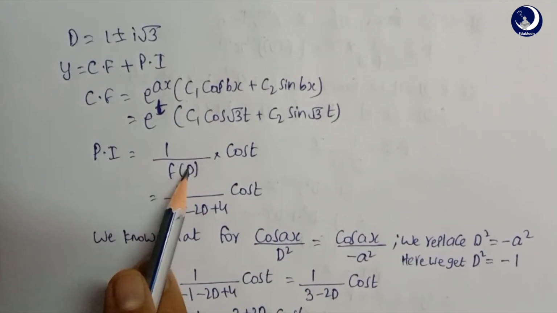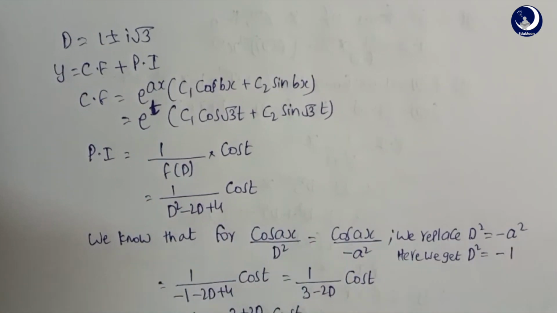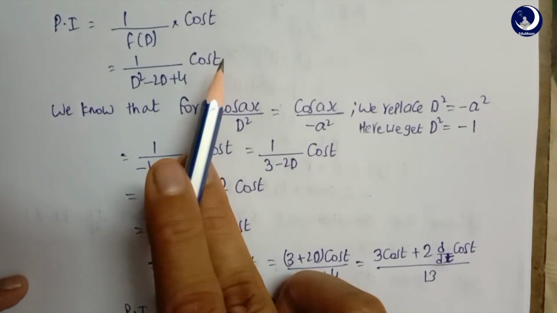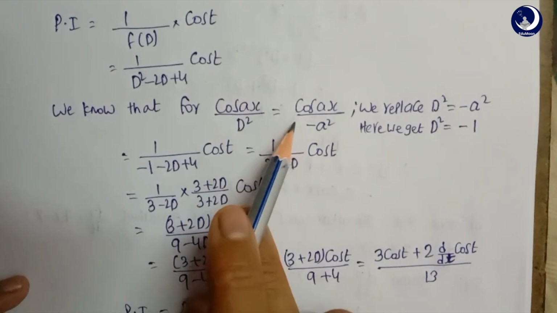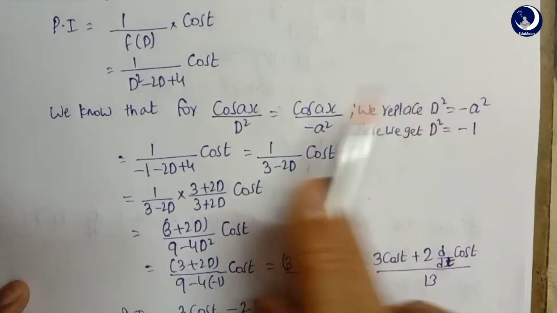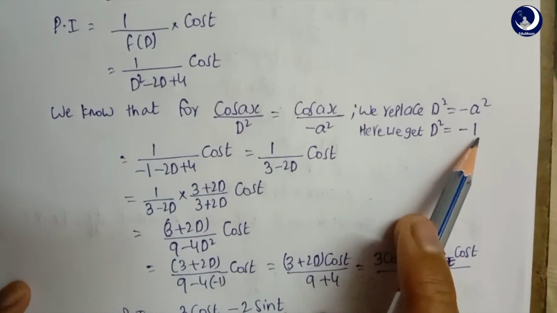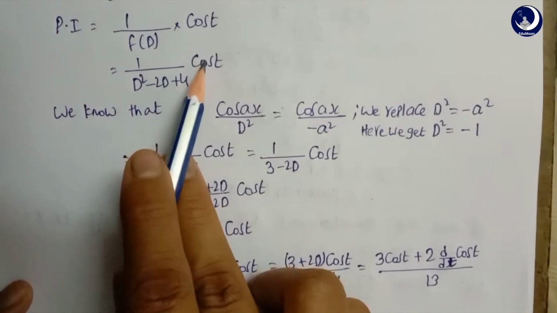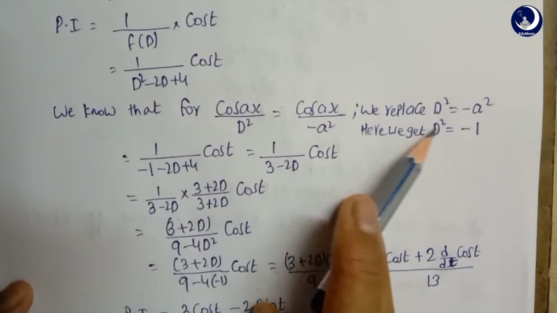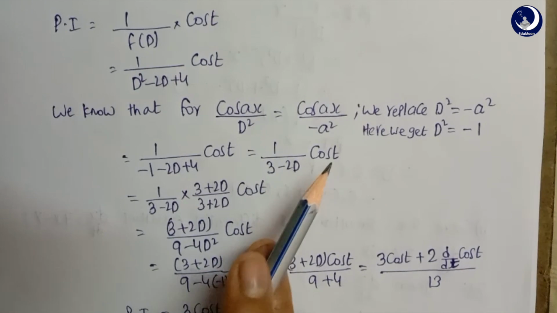Coming to the PI, 1 by f of D into cos t. f of D means D square minus 2D plus 4. When we get a form like cos ax with D square, then we must replace D square with minus a square. That means the value inside the cos, we have to take as minus a square. Now for the given question, in cos t the a value is 1, so we have to replace D square with minus 1. By replacing this, we got 1 by 3 minus 2D into cos t.